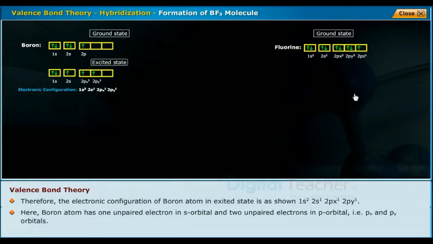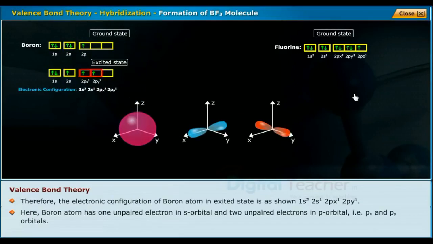Here, the boron atom has one unpaired electron in the s orbital and two unpaired electrons in the p orbitals, that is the px and py orbitals.